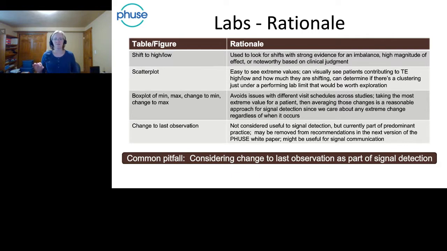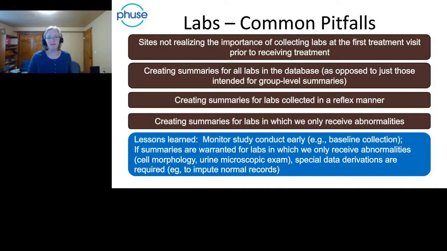It's also a terrible one for risk communication purposes, right? So I'll show an example of that in a bit, but let's go through some other common pitfalls, right?